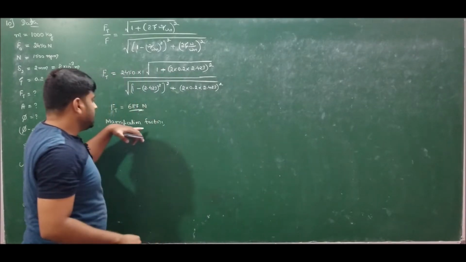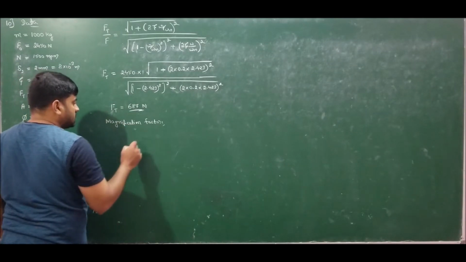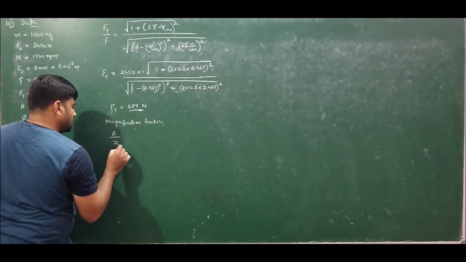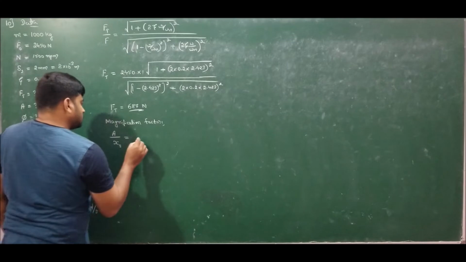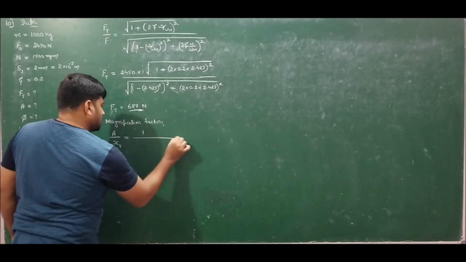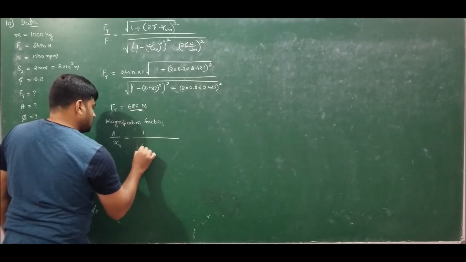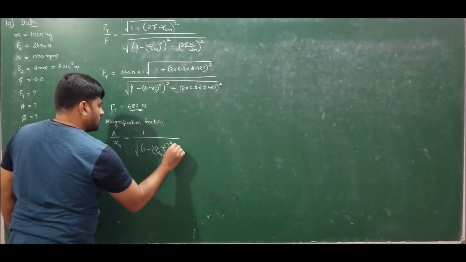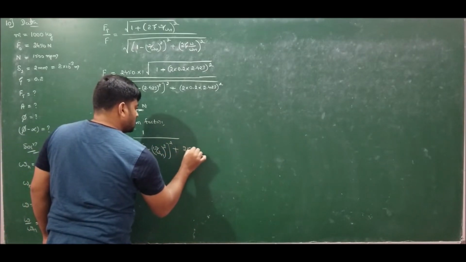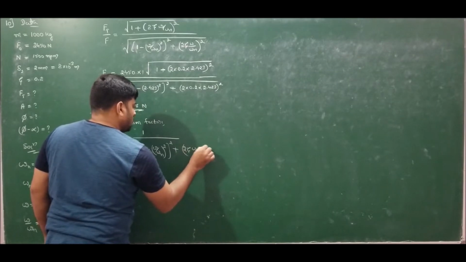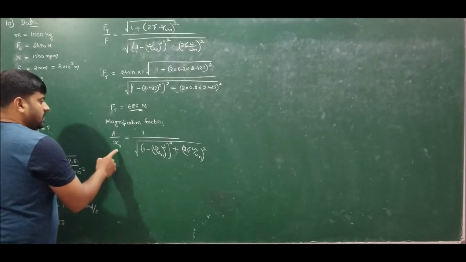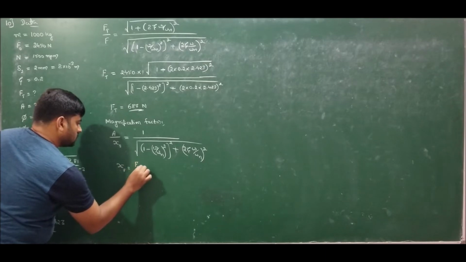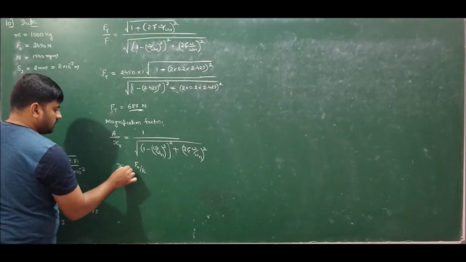So recollect the basic formula that we have derived, the magnification factor, which is given by A divided by XS, where XS is the static deflection, which is equal to 1 divided by root of (1 minus (omega by omega n) whole square) plus (2 zeta omega by omega n) whole square, right? Now what is the value of XS? The formula for XS is also known for us. XS is F naught by K.